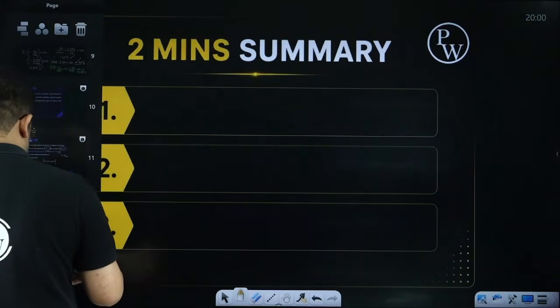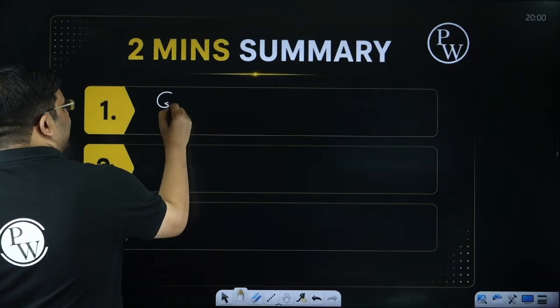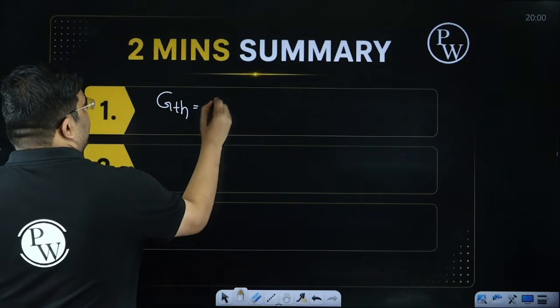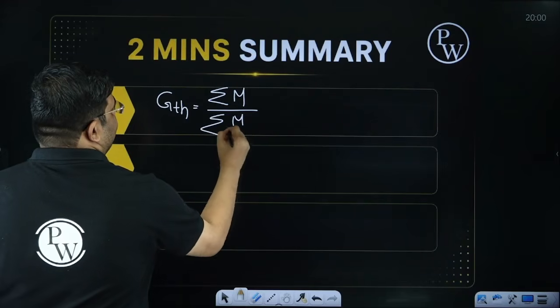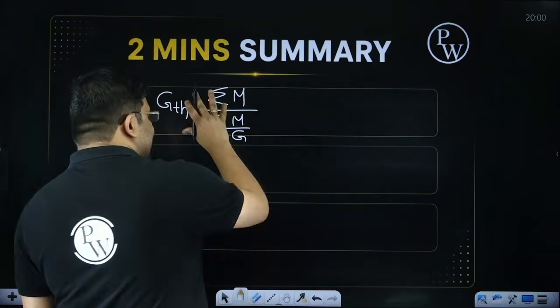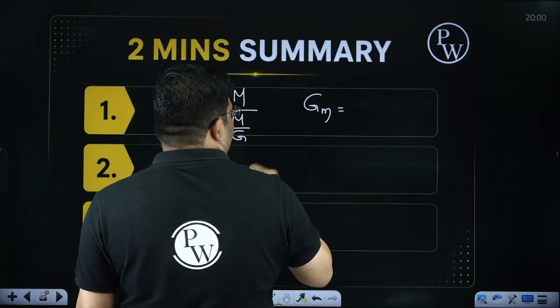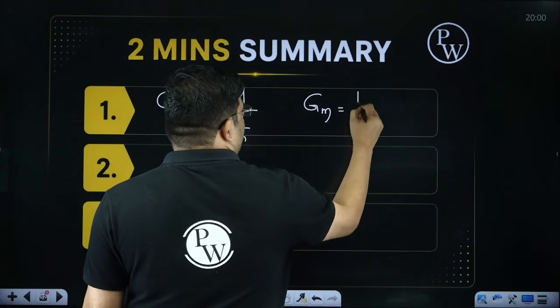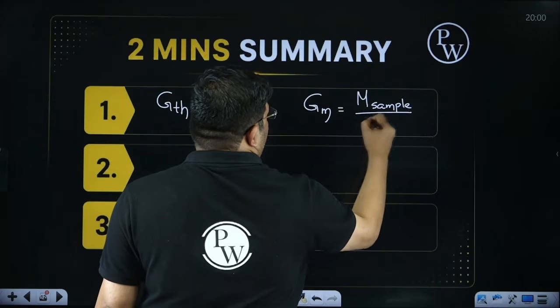But before that, we'll summarize. First of all, we saw G theoretical, which is the summation of mass by specific gravity of different constituents. Then we prepared a sample from the mix, and the actual or bulk specific gravity is the mass of the sample divided by the volume of the sample.